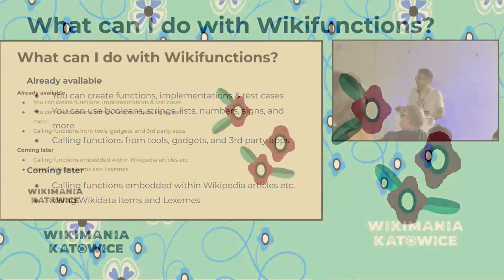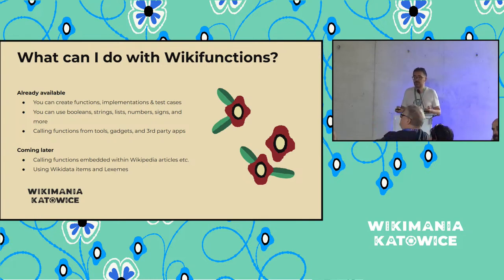So what you can do with Wikifunctions is here. You can create already the functions, the implementations, and the test case. You still cannot link the implementations and the functions, but that's something that we will probably get into in the question part. You can use several kinds of functions, so booleans, strings, lists, numbers, dates, and so on and so forth. And you can call functions from tools, gadgets, and third-party apps. What we are striving to do this year, and I'm already spoiling a bit what Sharvani will say, is the part about calling the functions from Wikipedia articles, and moreover, working on the Wikidata lexemes.